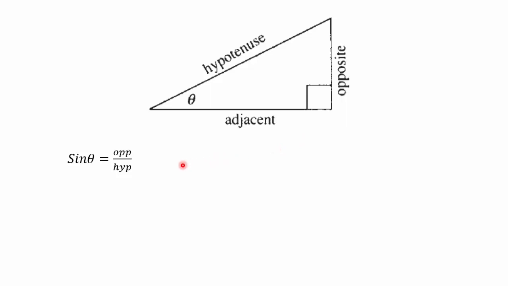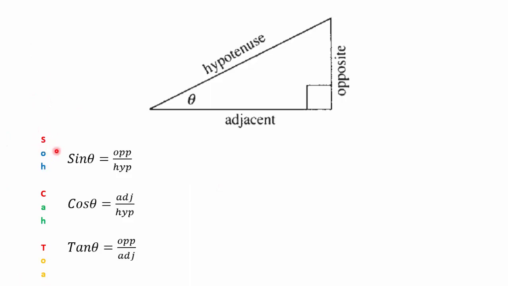My trig ratios are defined as sine theta being opposite over hypotenuse, cosine theta being adjacent over hypotenuse, and the tangent of theta is equal to opposite over adjacent. The acronym to assist you in remembering these trig ratios is SOHCAHTOA.